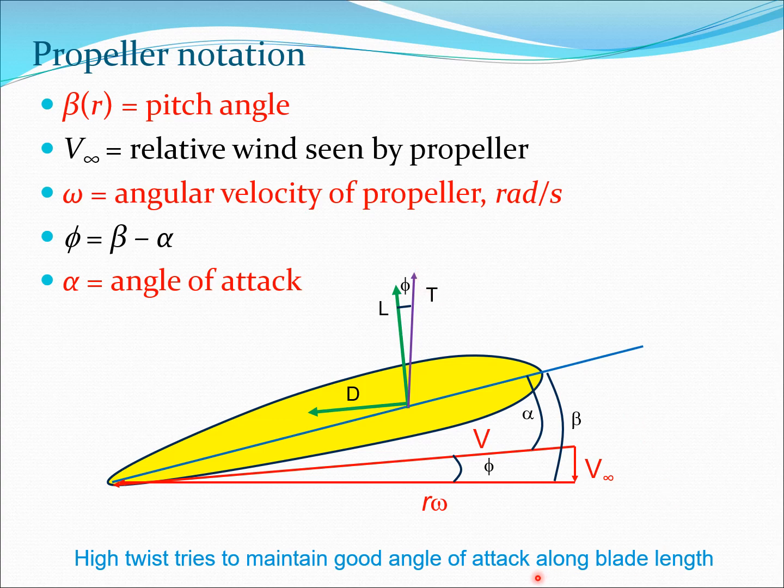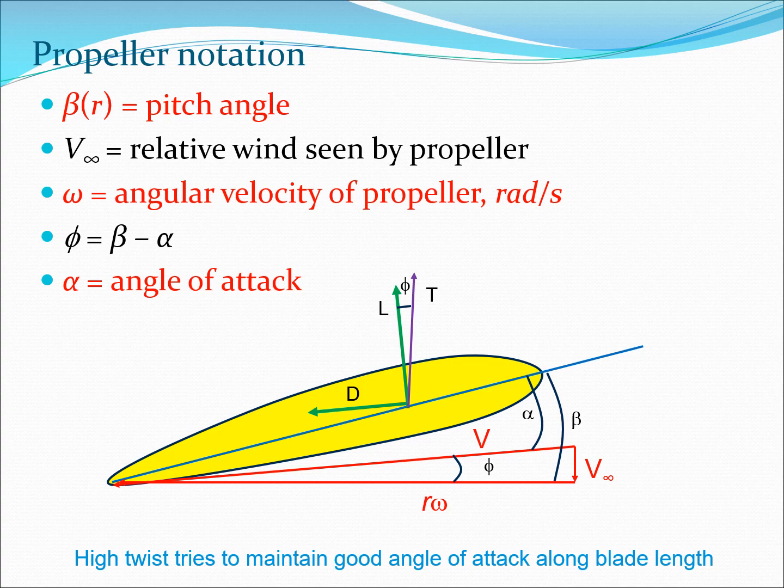Now why we have high twist will become clear later on, but you can clearly see one issue here: beta itself is a function of r, and we will also see that phi is a function of r, because you can clearly see here that whether you are at the root or at the tip, r is going to vary, and so the angle phi is going to vary. So one of the objectives in propeller design is to keep alpha such that at different radial stations you have a reasonably good value of alpha, which is required to produce lift. And therefore beta varies along the span. So this beta of r, the pitch angle, is a very important concept in propellers.